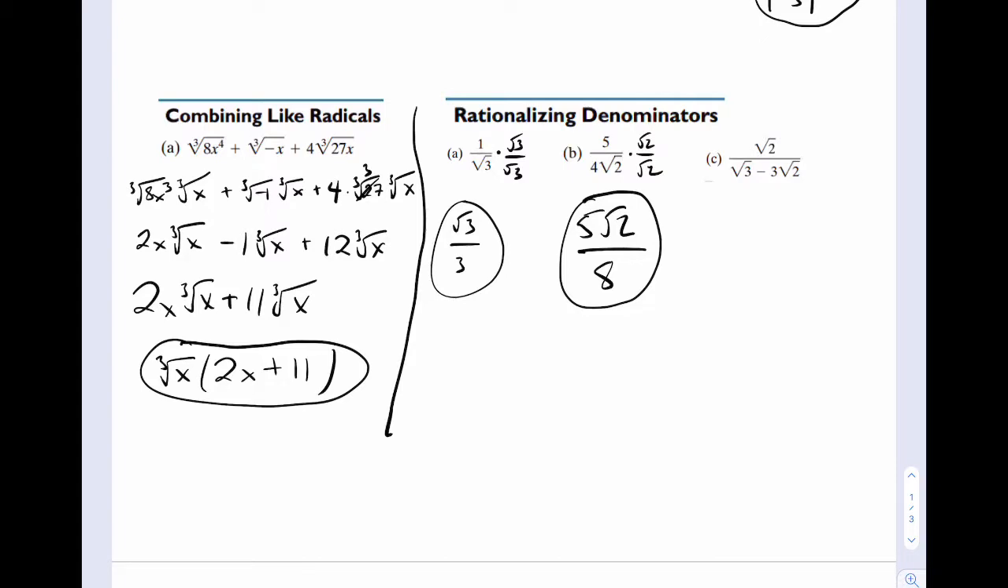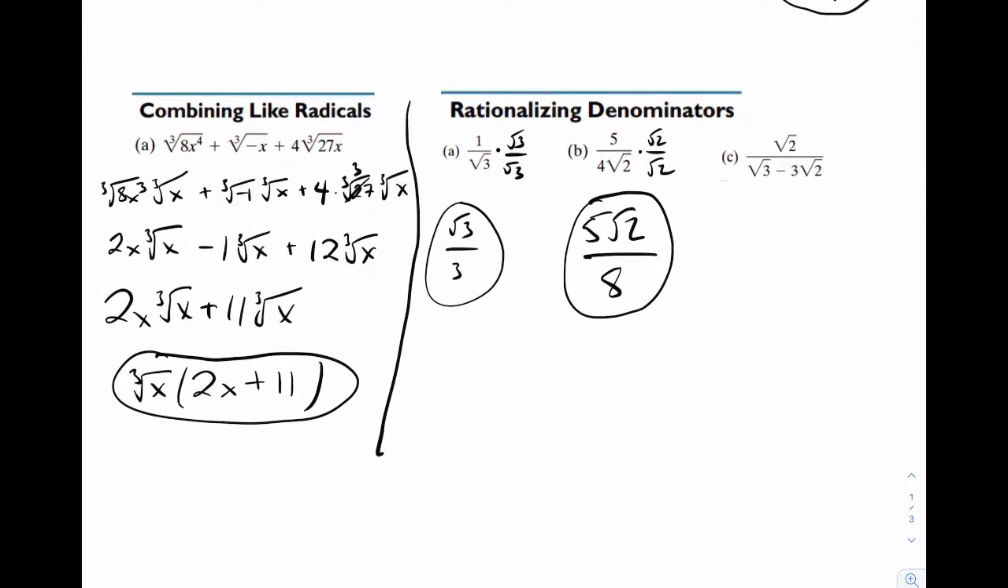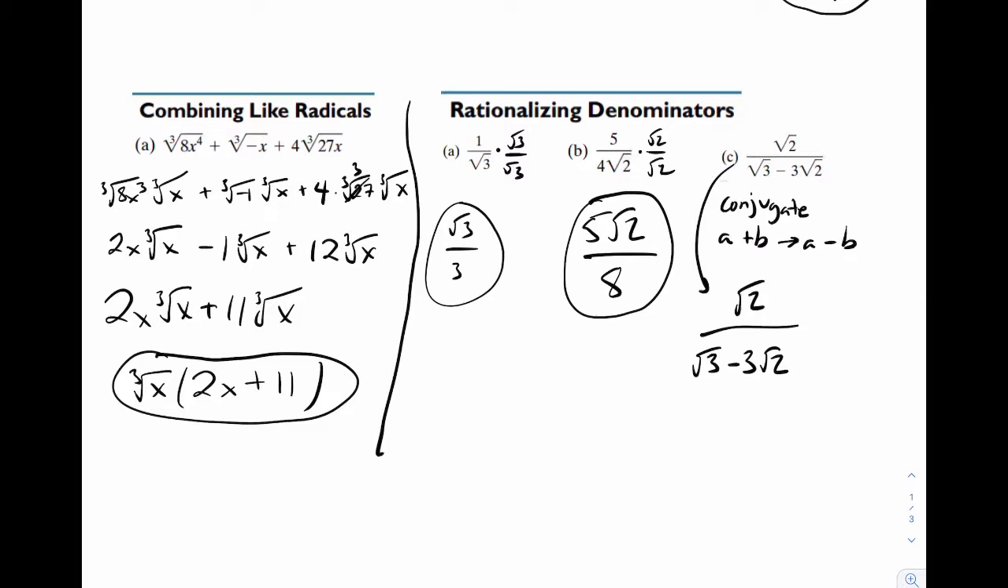And the last example right here, notice how we have a binomial term down there, or there's two terms. So we're going to use what's called a conjugate. So hopefully you remember this from Algebra 1. A conjugate is this idea that if you have a plus b, that becomes a minus b. So for this problem, I'm going to rewrite it. We have root 2 over root 3 minus 3 root 2. I'm going to use the conjugate of the denominator. So multiply by root 3 plus 3 root 2.